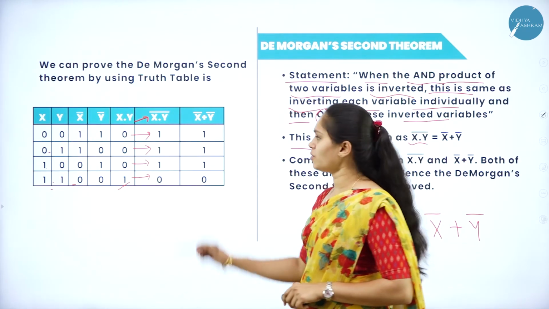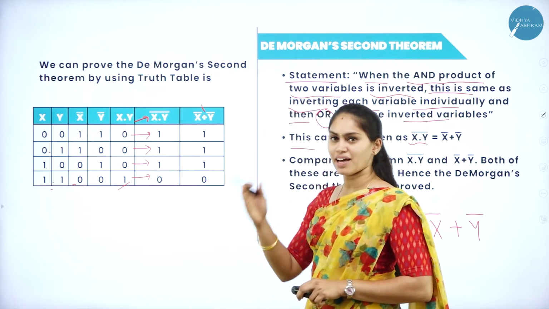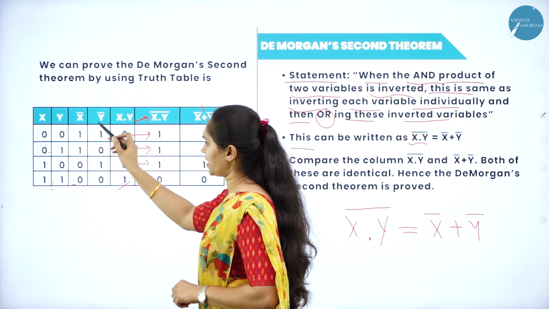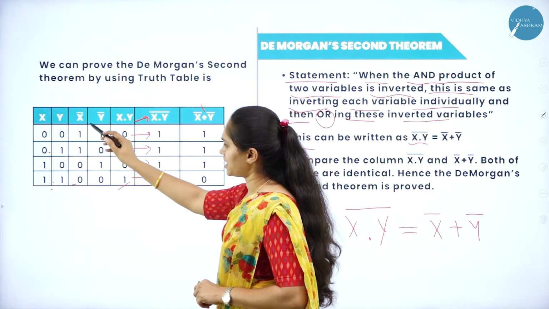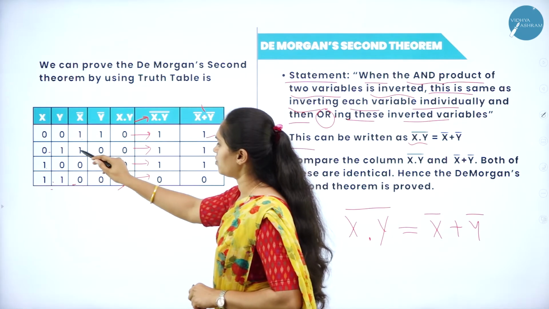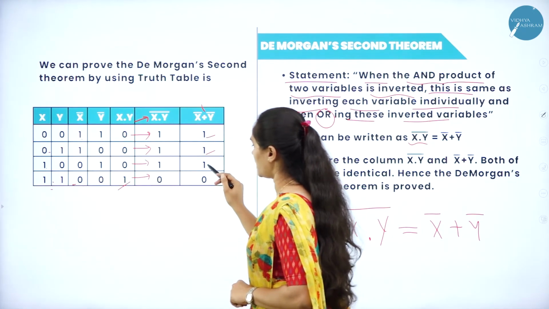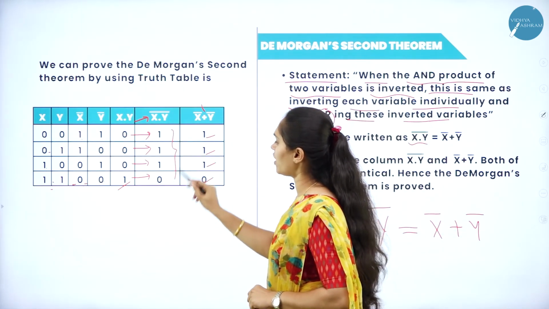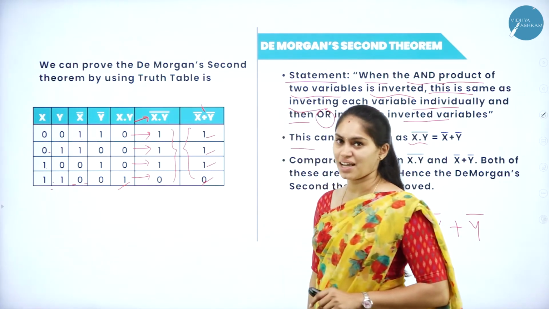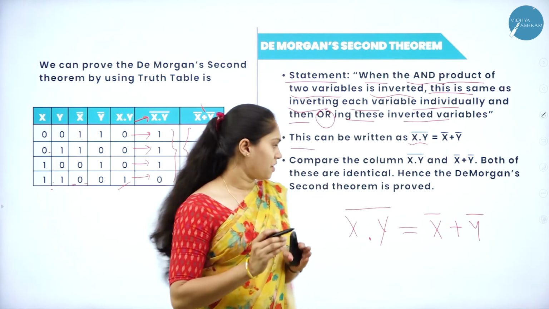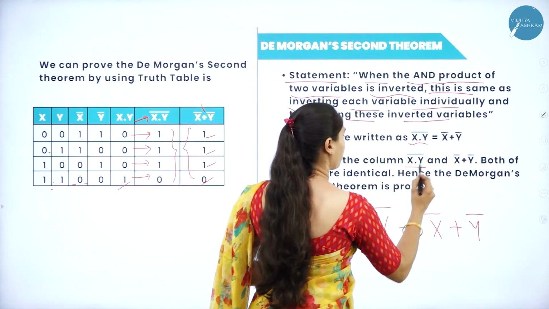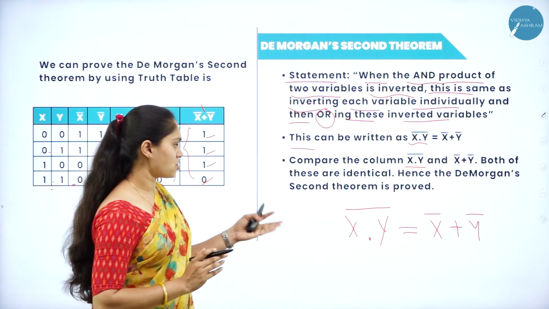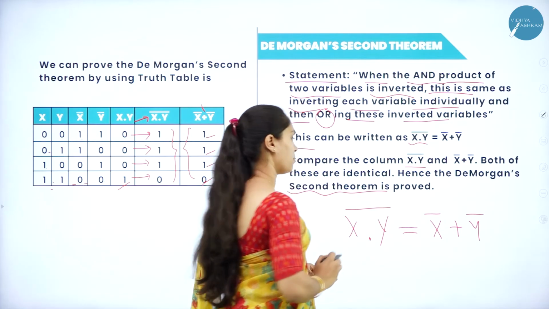Now we'll perform the OR operation with x bar and y bar, so x bar plus y bar. We already know the values of x bar and y bar. Let me OR these two. 1 plus 1 is 1. 1 plus 0, 1. 0 plus 1 is 1. And 0 plus 0 will be 0. If you observe these two columns, the result is identical. So we have proved that (x dot y) whole bar is equal to x bar plus y bar. That means De Morgan's second theorem is proved.